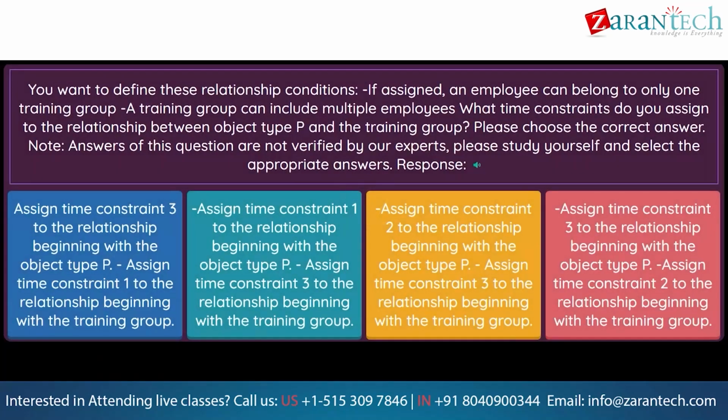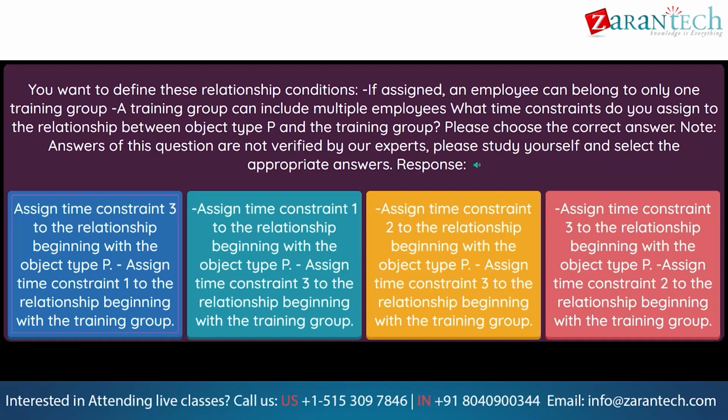Question: you want to define these relationship conditions. If assigned, an employee can belong to only one training group. A training group can include multiple employees. What time constraints do you assign to the relationship between object type P and the training group? Please choose the correct answer. Note: answers of this question are not verified by our experts. Please study yourself and select the appropriate answers.